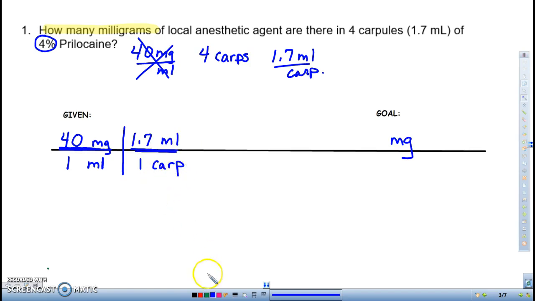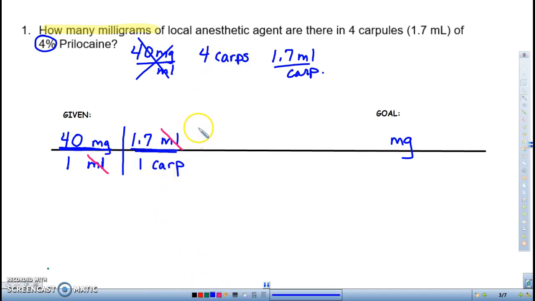Now, with dimensional analysis, if you watch my video, and I highly recommend it, a milliliter in the denominator of this fraction, and this is a fraction, 40 over 1. This is a fraction, 1.7 over 1. The milliliters in the denominator cancel out with the milliliters in the numerator. If I multiplied the 40 by the 1.7, I'm going to have milligrams per 1 carp. Okay, that's going to give you how much medicine in 1 carp.